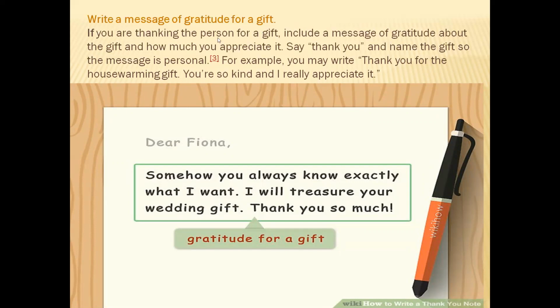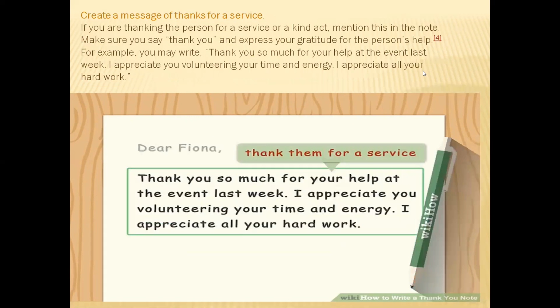If you are thanking the person for a gift, include a message of gratitude about the gift and how much you appreciate it. You really liked it and you appreciate what they did for you. Say thank you and mention the gift that they sent you. So the message is personal. For example, you may write, "Thank you for the housewarming gift. You are so kind and I really appreciate it." Did you see how we thanked the person? So directly, after you greet the person you are sending the message to, start by thanking them for the gift they gave you, and show them that you appreciate what they did for you.